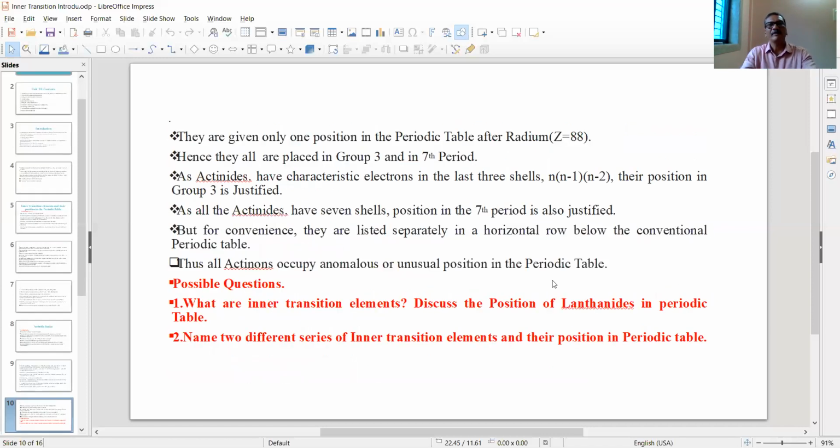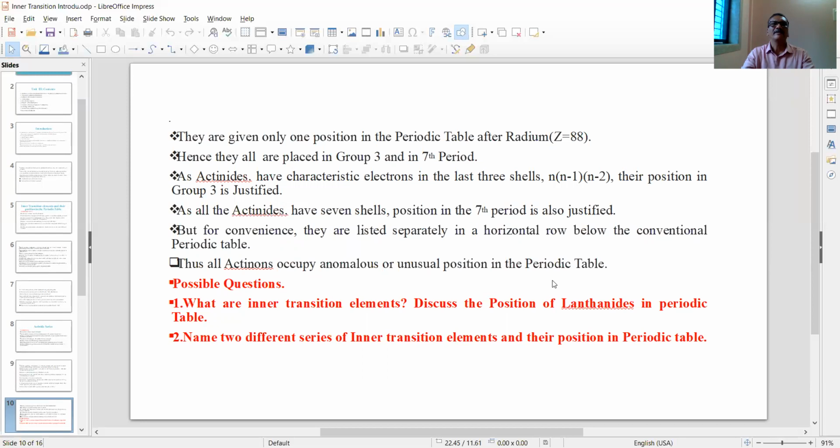To avoid this unfavorable expansion of the periodic table, they are given only one position in the periodic table. After radium, atomic number 88, group 3, they are 89 to 103. That's why thorium to lawrencium is shown in one group only, group 3, and the period is 7.